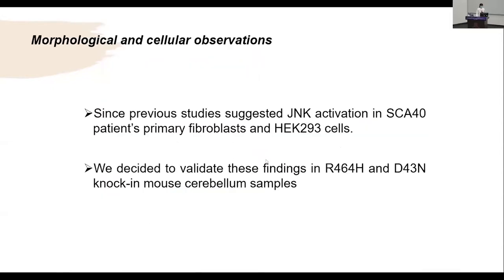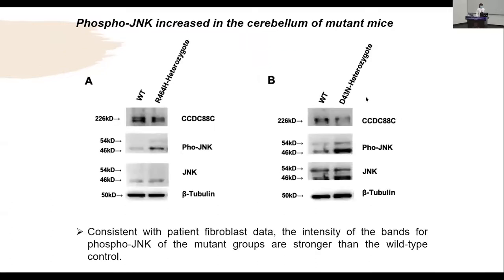Since the previous studies suggested JNK activation in SCA40 patients' primary fibroblasts and transfected cells, we decided to validate these findings in the two mutation knock-in mouse cerebellum samples. Western blotting results showed that the intensity of the bands for phosphorylated JNK in the mutant groups is stronger than in the wild type group, which is consistent with the patient fibroblast data.